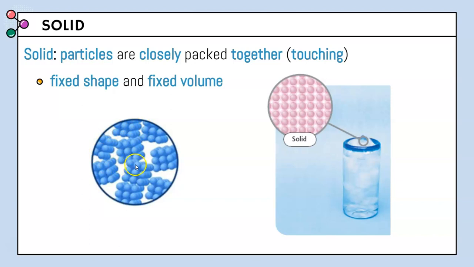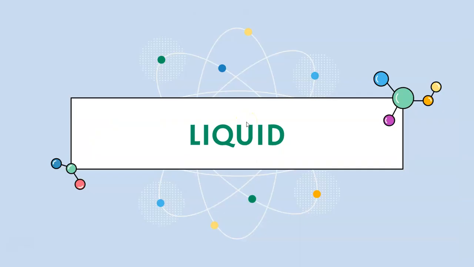As you can see, each particle, each ball is all close packed together. And here's what ice would look like molecularly in a particle view. Again, they're all really, really close together, practically touching. Our next state of matter is a liquid.